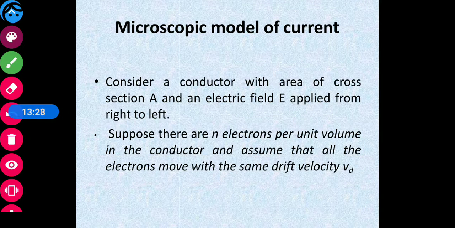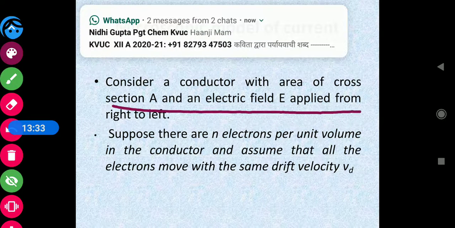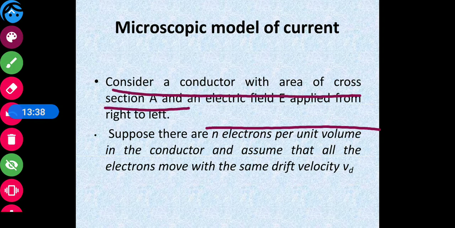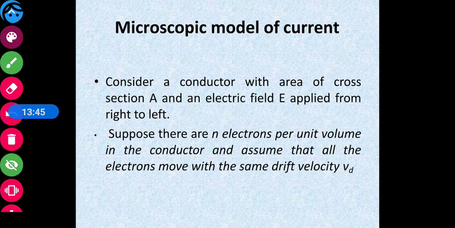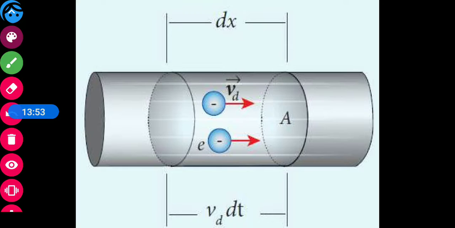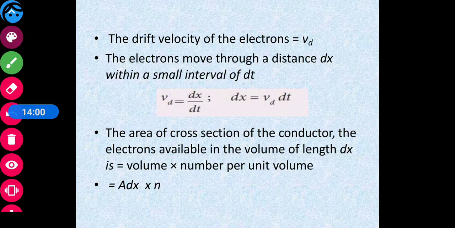Now, the microscopic model of the current. Consider a conductor with area of cross-section A and electric field E applied from right to left. Suppose there are n electrons per unit volume in the conductor, and assume that the electrons move with the drift velocity Vd. That is, n is the number of electrons per unit volume, and Vd is the drift velocity. This is the diagram, where Vd is the velocity.